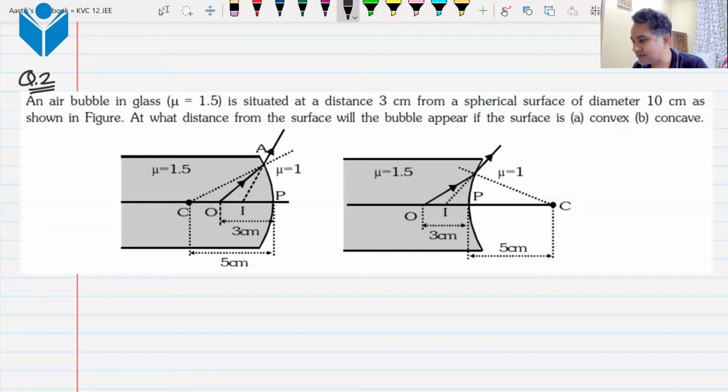The object is placed in both cases here. So which one is the convex case and which one is the concave case? First one is concave and the second one is convex. Do you understand this, bacha? Yes, sir. Okay.